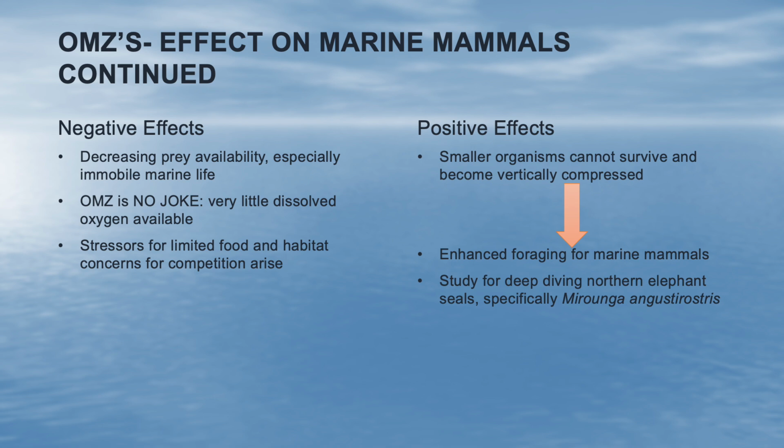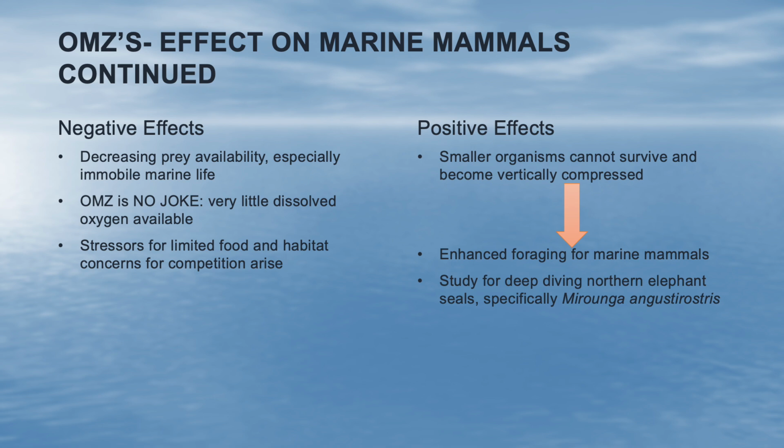Studies reported for a deep diving northern elephant seal, Mirounga angustirostris, which I'm going to show a really good picture for in the next slide. They, and even sperm and beaked whales, suggest that low oxygen concentration could really reduce the overall prey motility, so prey are not able to move that much, which leads to enhanced foraging for marine mammals as a result.